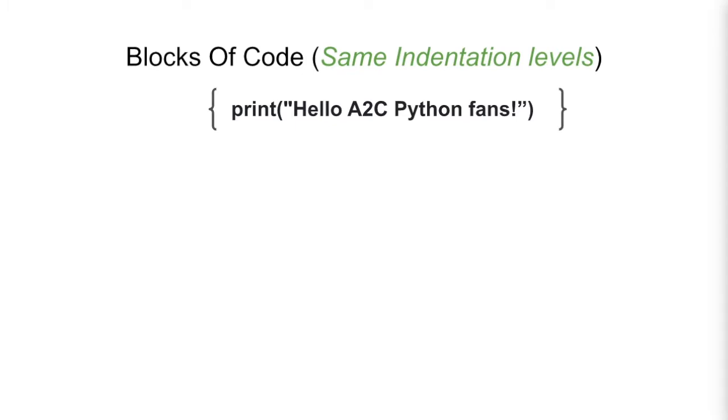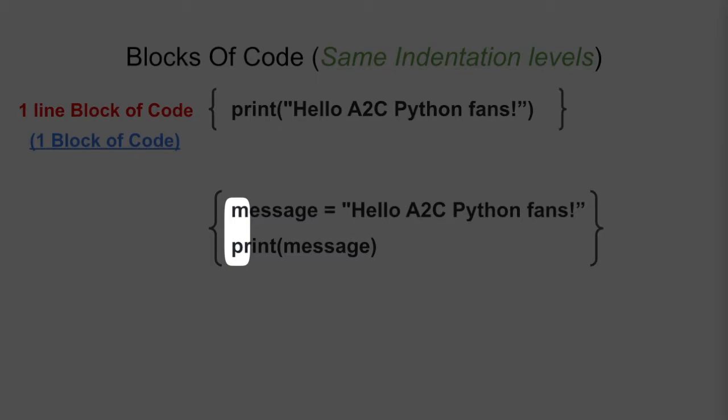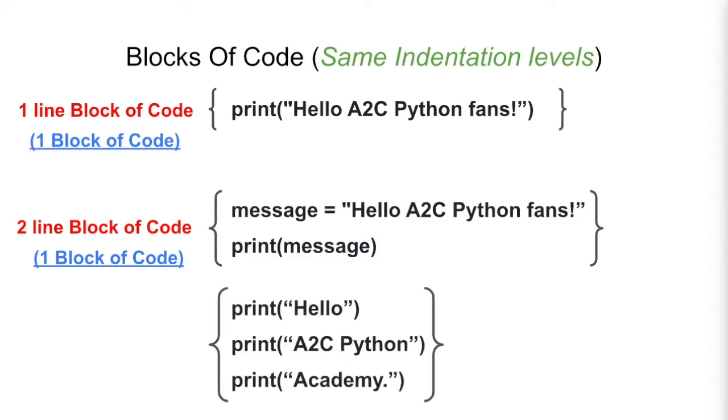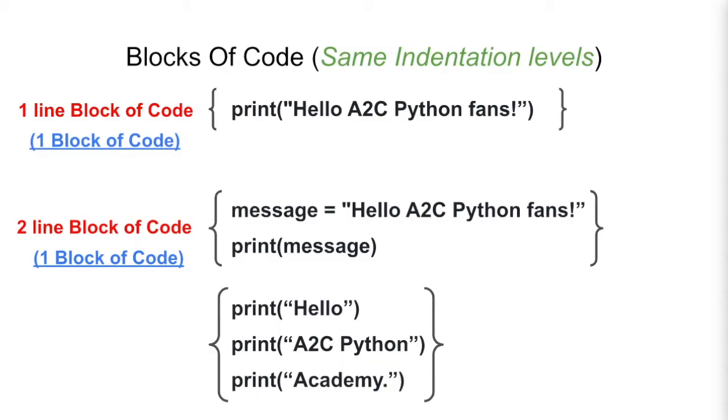So what we have here is just a simple print statement that prints, "Hello, A to C Python fans." This simple line of code is considered a one-line block of code with only one indentation level. In our next snippet, we have two lines of code that also have similar indentation levels. By that I mean they are both left aligned and neither is indented, and is considered a two-line block of code. In our third snippet, we now see three lines of code, all with the same indentation level. So the theme with all these code examples we've seen is that they all have similar indentation levels and are all one block of code.